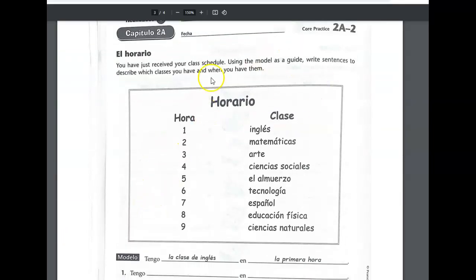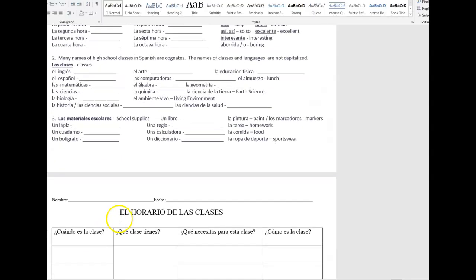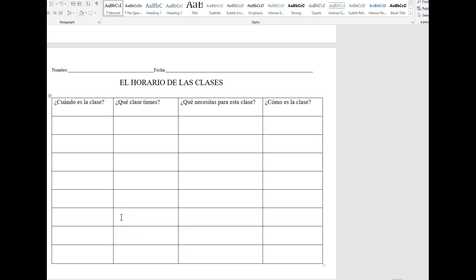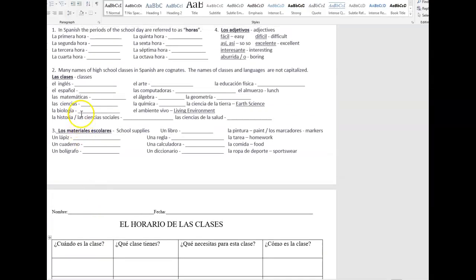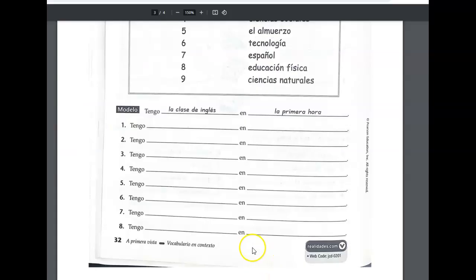For this page, I want you to disregard the class schedule that's provided, and I want you to use the class schedule that you guys created earlier. So disregard this schedule and utilize your schedule. That's basically what you're doing here. Tengo la clase de, for example, tengo la clase de inglés en la primera hora, segunda hora would come next, tercera hora, cuarta hora, quinta hora, sexta, séptima, all the way to octava hora.